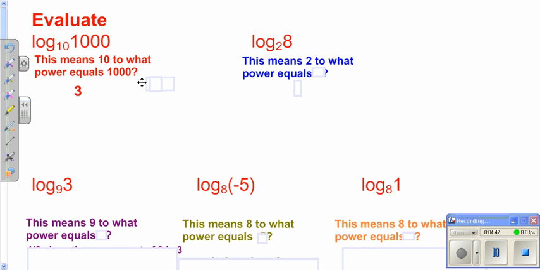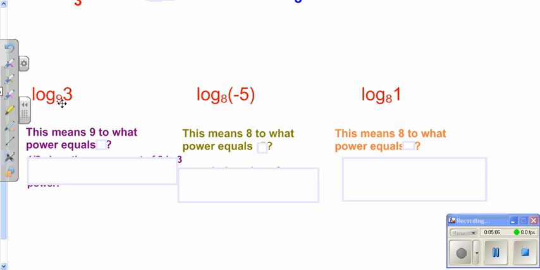So for each one of these, you want to think about what it means and then try to answer the question. So here we're dealing with 2 to what power is 8. Hopefully you remember that 2 cubed is 8, so we end up getting 3.